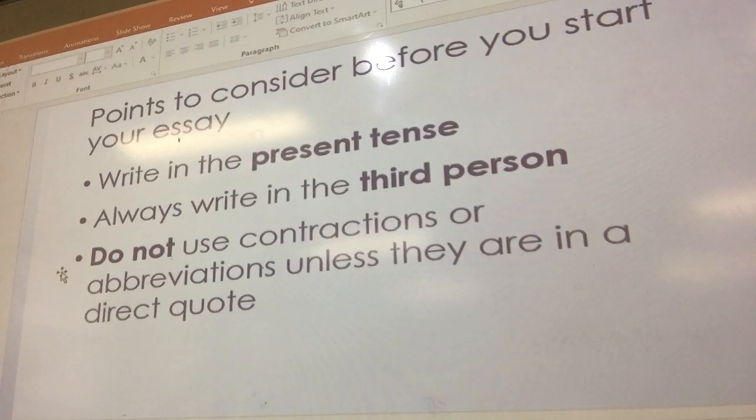Contractions like ain't, don't, can't, won't, with the apostrophe. I couldn't think of the word, it was on my tongue. I know what it is. Yeah, I was going to say, we went over that in grammar.